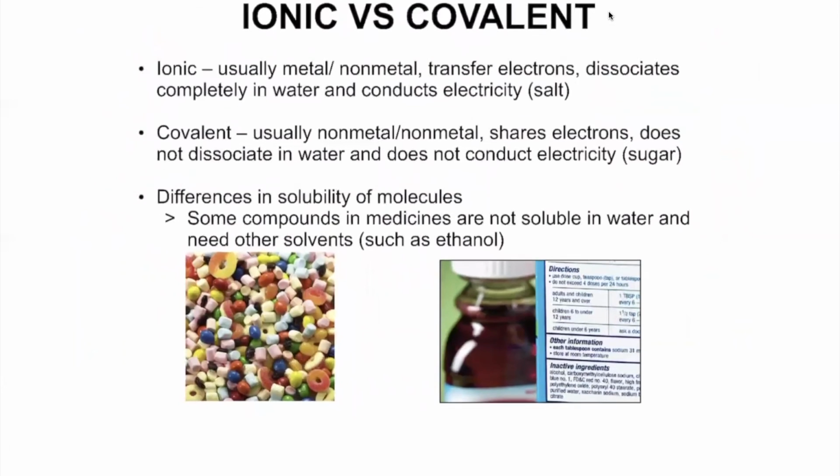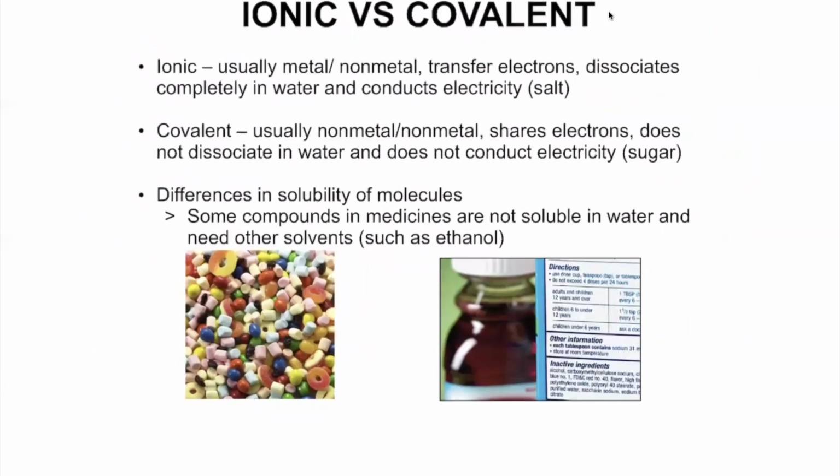So a quick recap, ionic versus covalent. Ionic bonds are typically a metal with a nonmetal, and they transfer electrons. Please note that these also completely dissociate in water, and they conduct electricity. For covalent molecules, we typically have 2 nonmetals, so 2 things above the step. They are sharing electrons. They do not dissociate in water, and they do not conduct electricity.